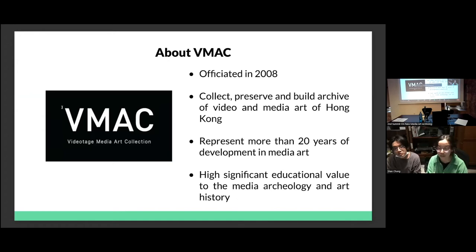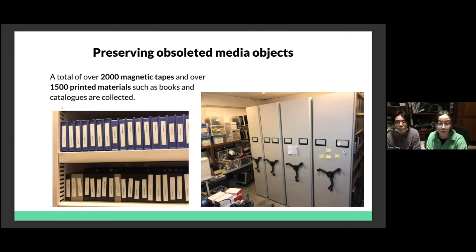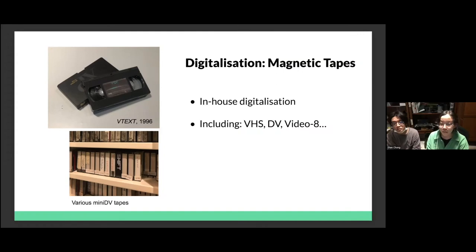We represent more than 12 years of development in Hong Kong media arts. We have over 2,000 tapes, which include video work, program recordings, and movies, and over 1,500 printed materials in our FIMAT. And here are some pictures of our obsolete video machines, just to let you have a look. We are ongoing with digitalizing the video documentation that we caught in the past 13.5 years. So digitalization is one of our important missions in FIMAT.